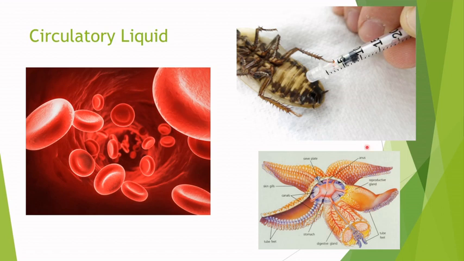And in the case of the echinoderms, they have special tube feet that are connected to the circulatory system. That's called a water vascular system, and the liquid is going to be called hydrolymph because it's basically water.